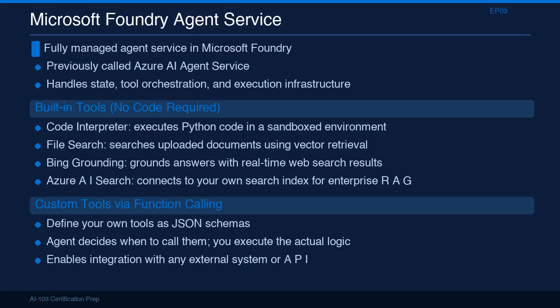Beyond built-in tools, you can define custom function tools using JSON schemas. The agent decides when to call your function. You receive the call parameters and return the result back to the agent's context. This enables integration with any system: databases, CRMs, payment processors, anything.